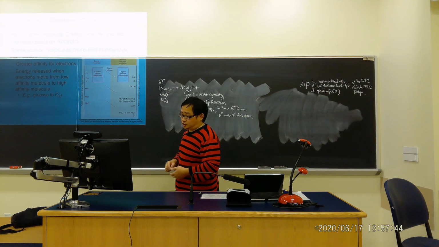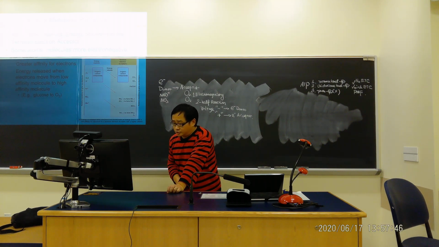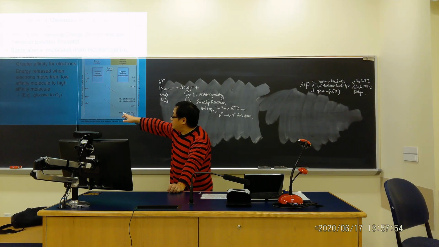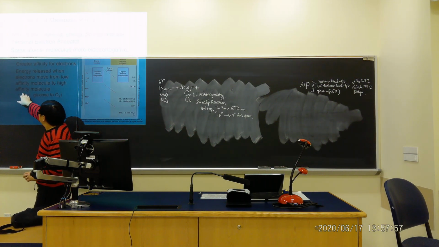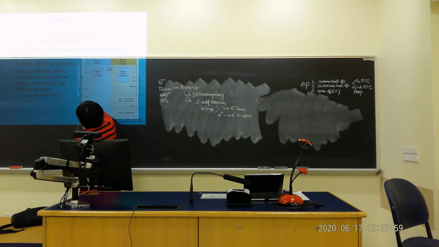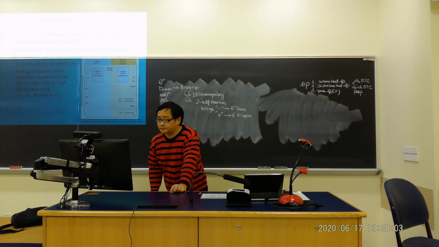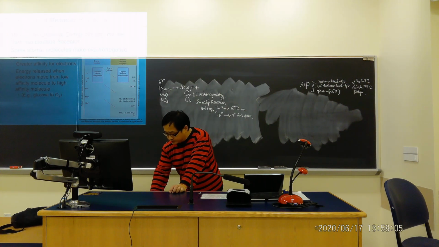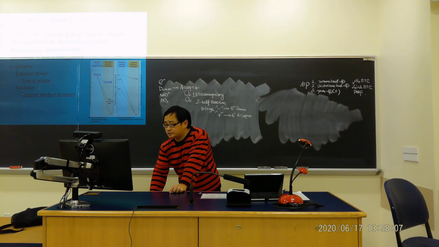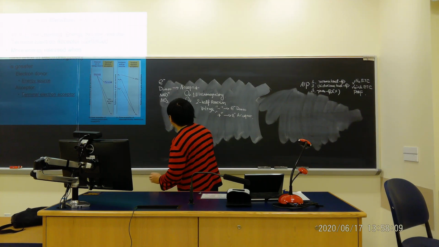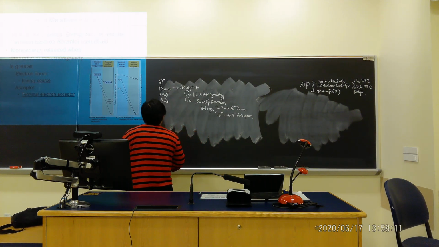Okay, so this is shown here, electrons always move from low affinity molecules to high affinity molecules. What does a high affinity molecule mean? It actually means they have a higher electronegativity value. Okay, so that's what happens. Now, another thing: we have an electron transport chain.